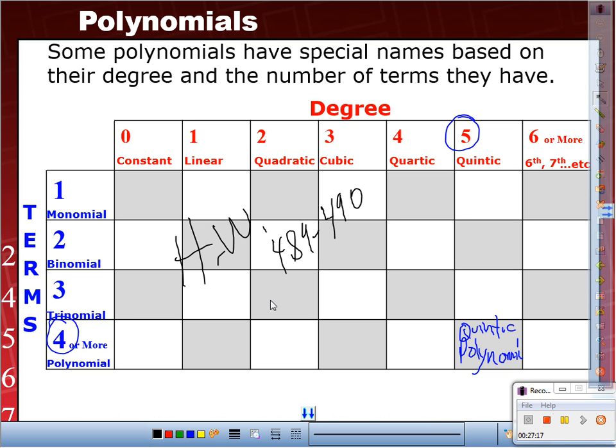Homework is found on pages 489 to 490. Numbers 1 through 4, comma, 9, 10, and then from 11 to 14.